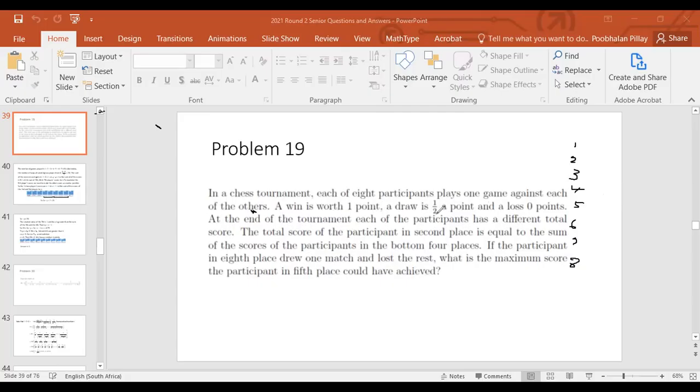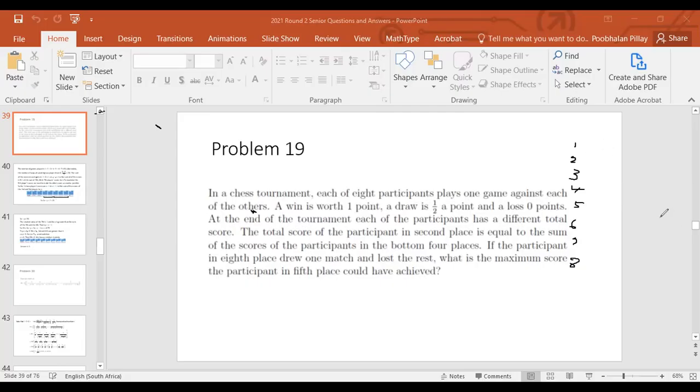A win is worth 1 point, a draw is worth half a point, and a loss is worth 0 points. So the total score for each game is 1, because even if they draw, they got half each. So the total score for each game is 1.